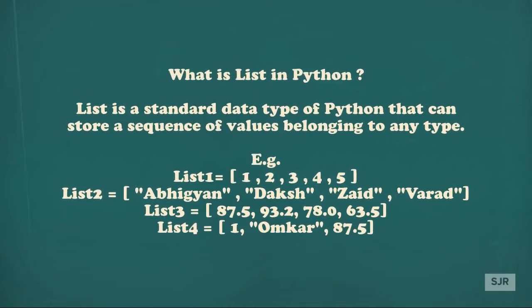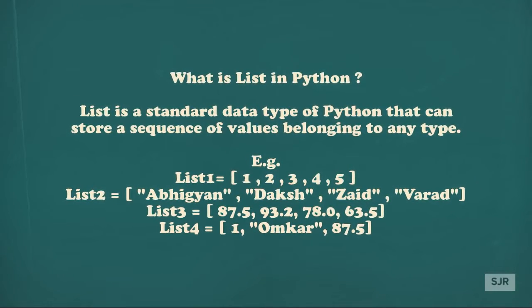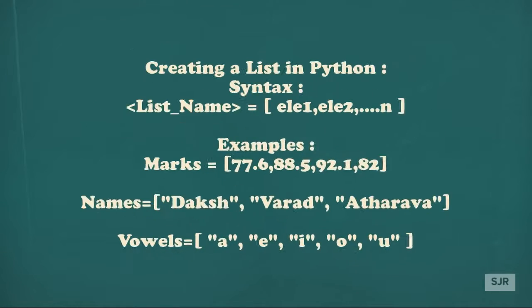What is a list in Python? A list is a standard data type of Python that can store a sequence of values belonging to any type. For example, list 1 contains all integers, list 2 contains words or names, list 3 contains all decimal numbers, list 4 contains mixed values, that is integer, name and decimal number.